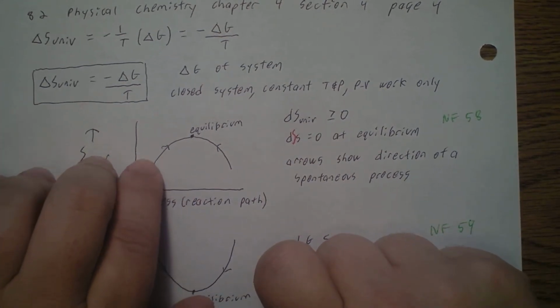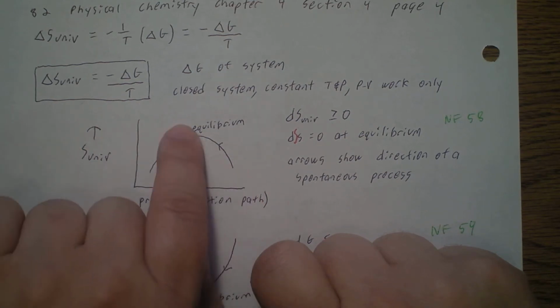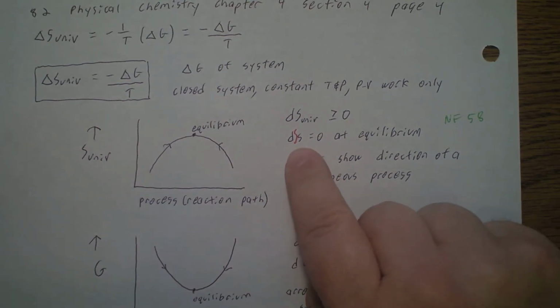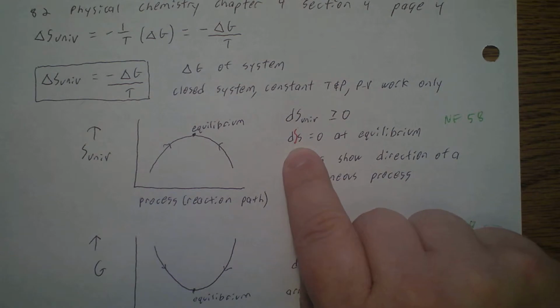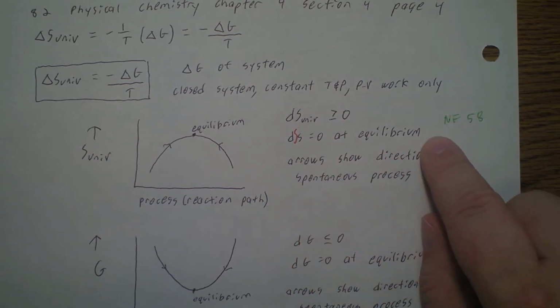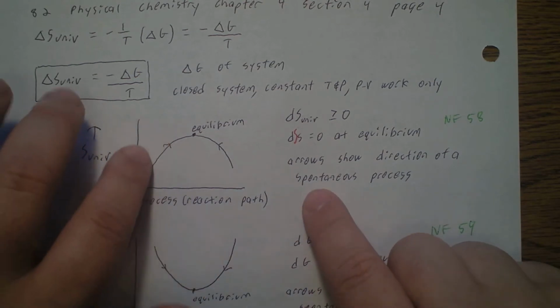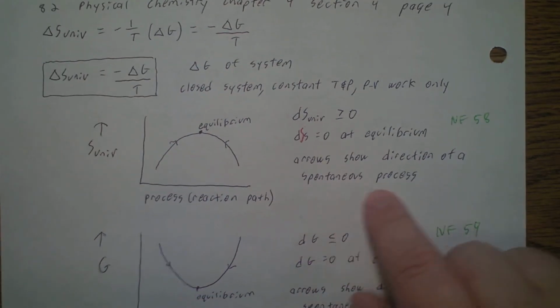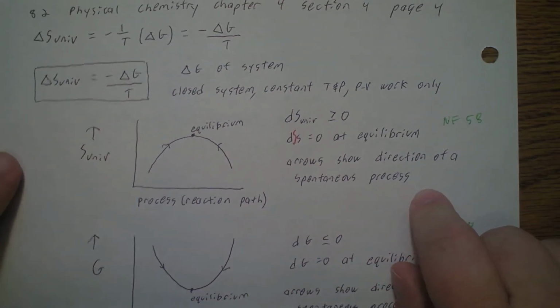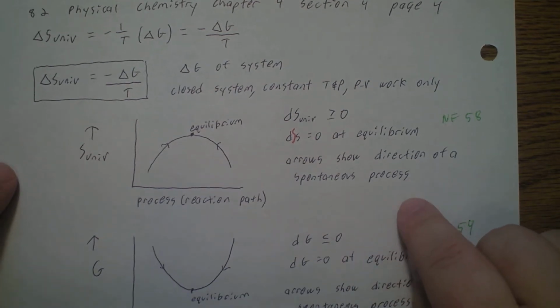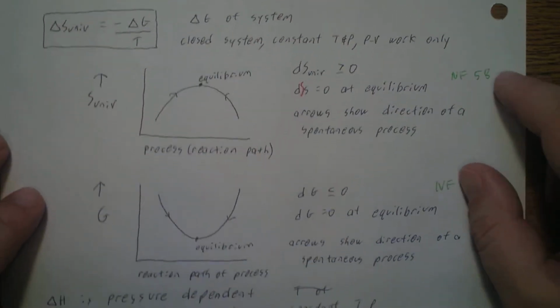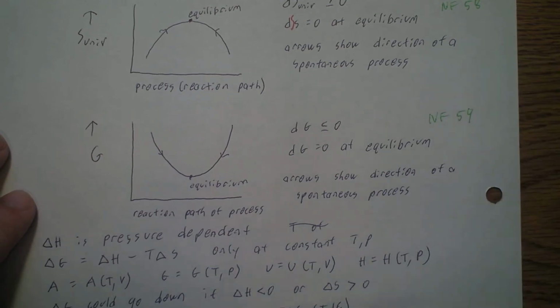The differential here is positive and is positive up here. Now, I made a mess here. This is capital S, differential of capital S. So the differential entropy is equal to 0 at equilibrium. And again, I already said these arrows, they're just showing you the direction of a spontaneous process. A spontaneous process is what's going to happen on its own without you having to push it or anything.